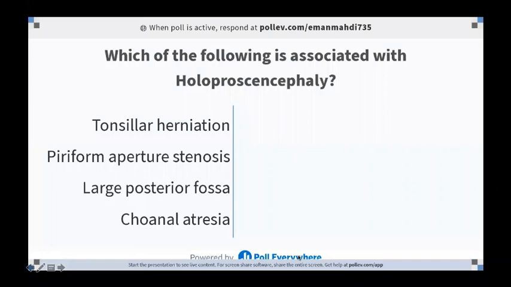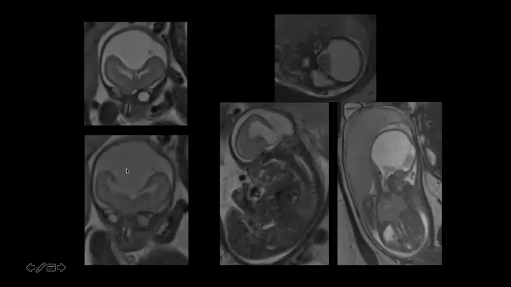Okay. So variability in responses for this one. We'll talk about the large posterior fossa, because that's an important point to distinguish this one from other entities. The correct answer is the piriform aperture stenosis, but we will talk about this.